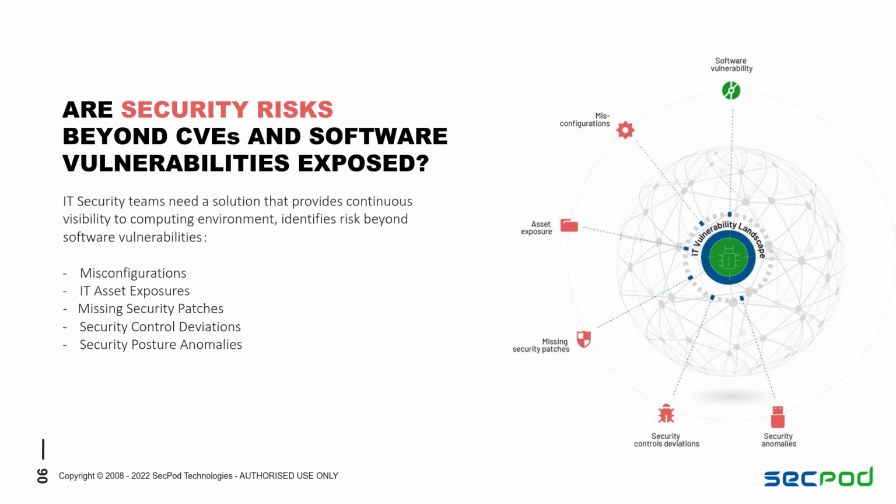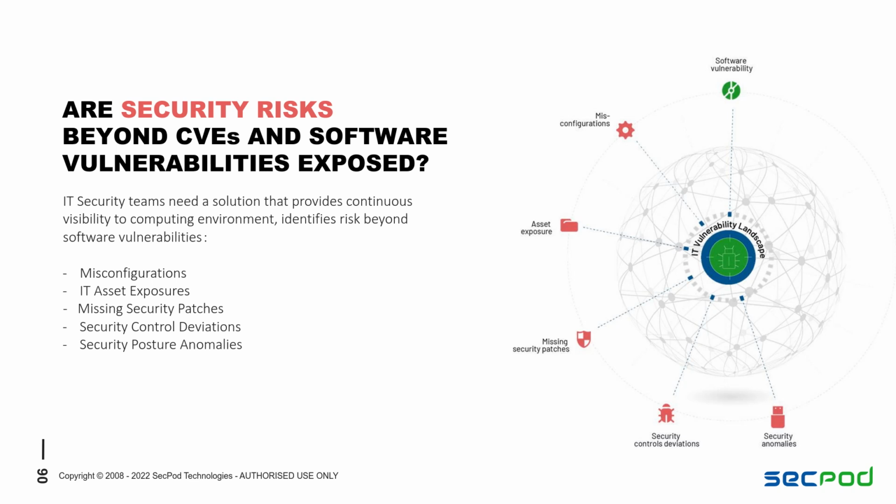So are there security risks beyond the software vulnerabilities? Yes. So you have misconfigurations, where the operating systems, the applications and the network devices are maybe not configured appropriately as per the security baseline that you would want to. There can be asset exposures, outdated assets present, for example, and unwanted applications, unauthorized services running. There can be critical security patches that are not rolled out, which should have been rolled out. And there can be additional security controls that may not be working as you want them to work.